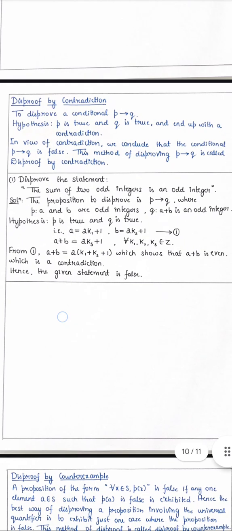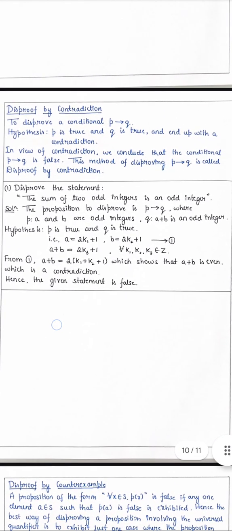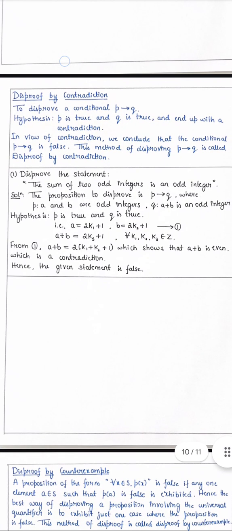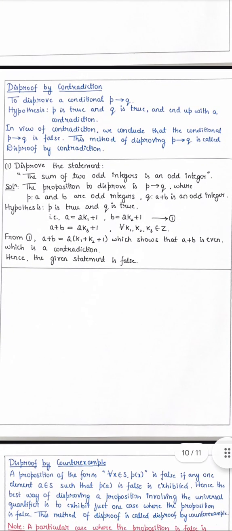Then disproof by contradiction. To disprove a conditional "if P then Q", hypothesize P is true and Q is false, considering both as true and ending up with a contradiction. In view of the contradiction, we conclude that the conditional "if P then Q" is false. This method of disproving "if P then Q" is called disproof by contradiction.